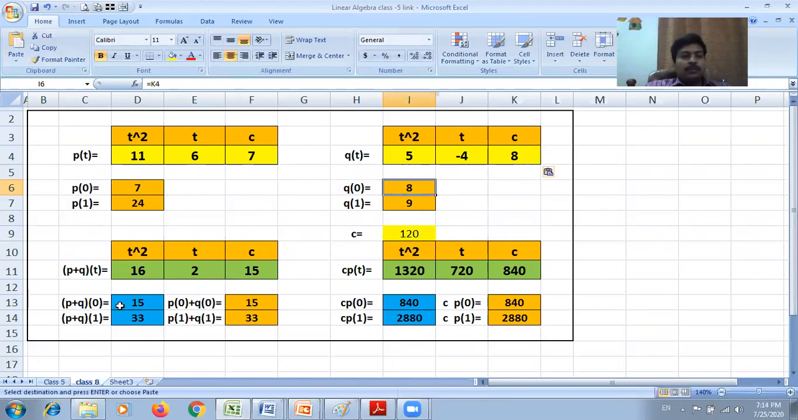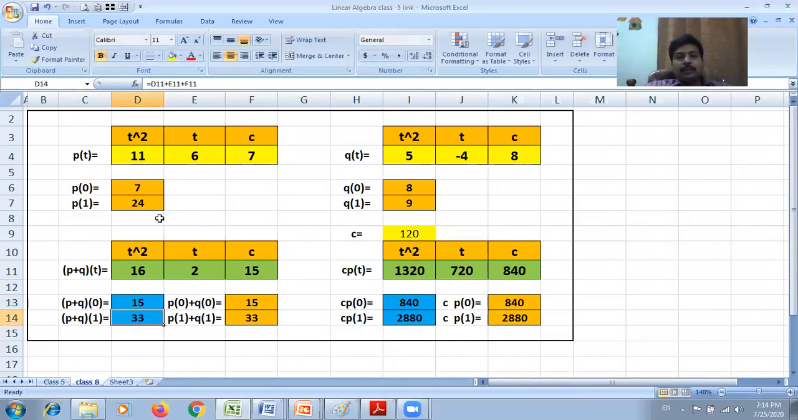This is P plus Q of 0, both are tallied. So this is the value from this new polynomial. This value is the addition of these two values. 7 plus 8 is 15. 24 plus 9 is 33. So these two are added here. Here this one is from this table.